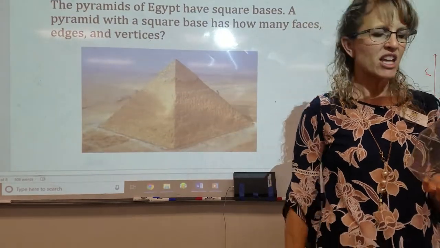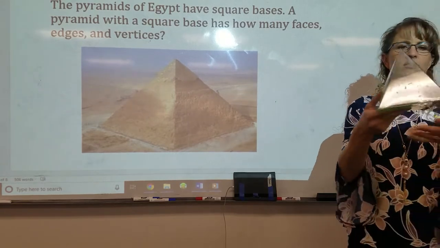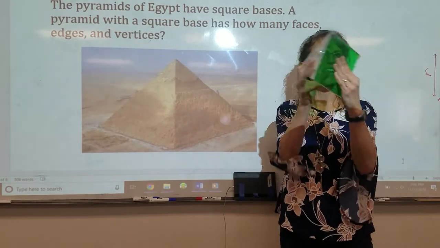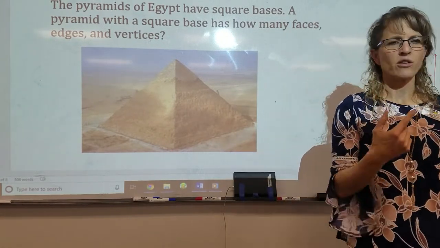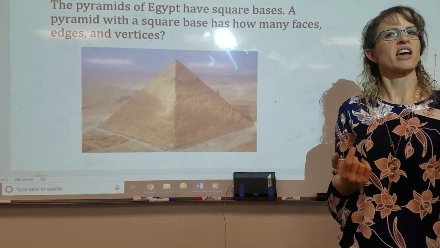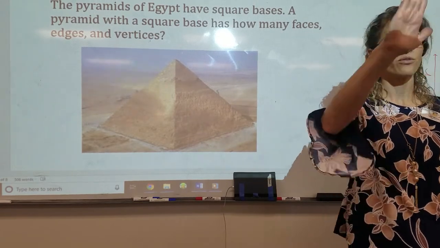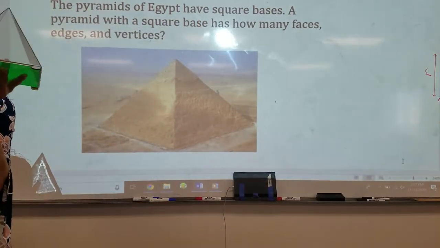We're going to talk about faces, edges, and vertices. Here's our rectangular pyramid. Faces, edges, and vertices. I want you all comfortable to know these parts because on your next test it's going to say, how many edges does this have? How many faces does this have? So a face is what I could put my hand on. That's called a face. What is it called? Get ready.